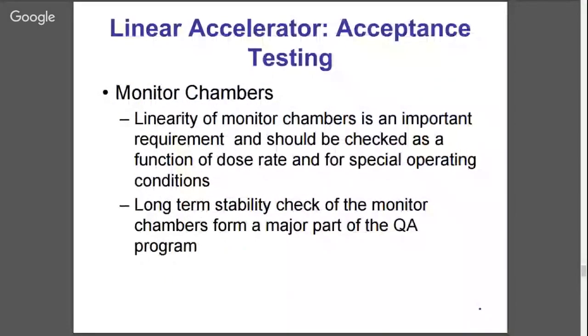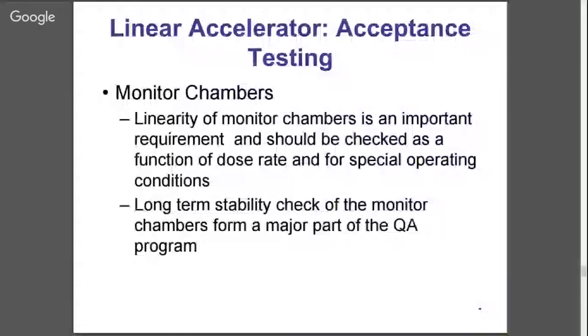Another important aspect is that of the monitor chambers. Remember the monitor chambers are in the head of the machine and they're transmission chambers, monitoring the output of the machine. What we want to be confident of is that the relationship between monitor units and dose is linear. So this is constant as a function of dose rate.